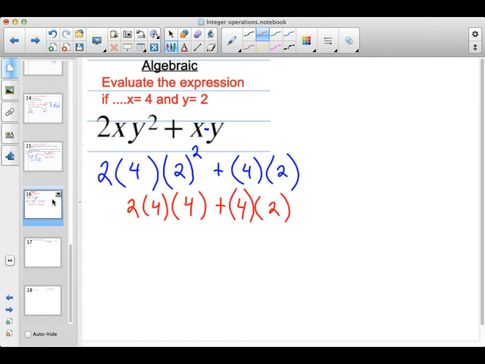Okay. 2 times 4 times 4 is going to start this. Well, 2 times 4 is 8. 8 times 4 is 32. 4 times 2, multiplication there, that's 8. And we simplify this all the way down to the number 40. So we've taken the algebraic expression, we've simplified it by plugging the values in, and away we go.